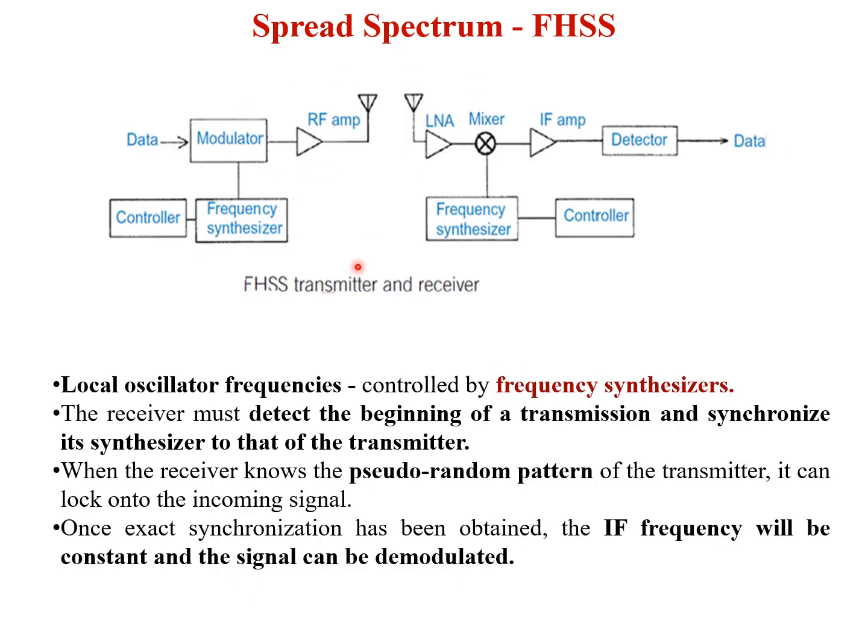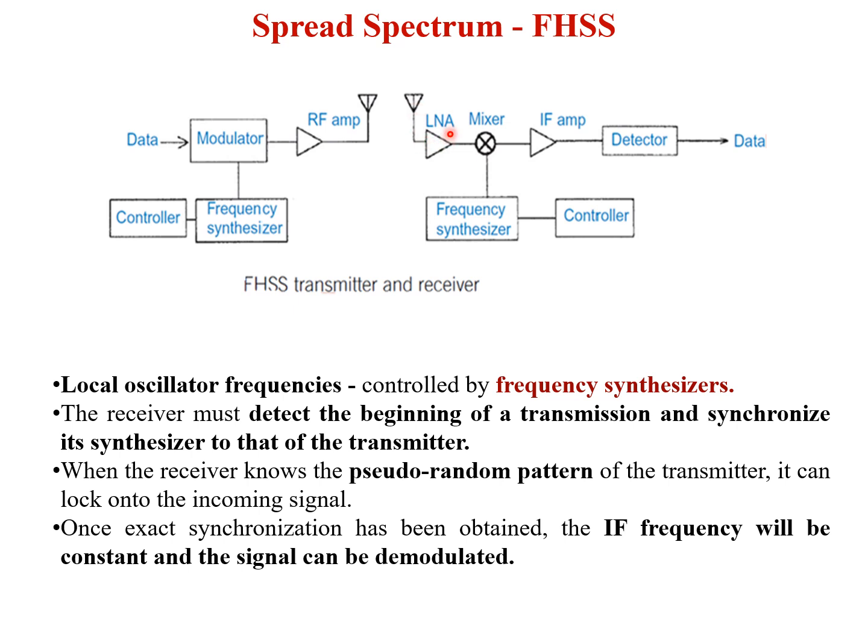The diagram shows the transmitter and receiver of FHSS. Here the input data is modulated by the modulator. For modulation we need one more signal, that is the carrier signal. Our carrier frequency is controlled by the frequency synthesizer. Then the modulated signal is amplified by the RF amplifier and transmitted through the antenna into free space. On the receiver side we have a receiving antenna, which receives the signal.